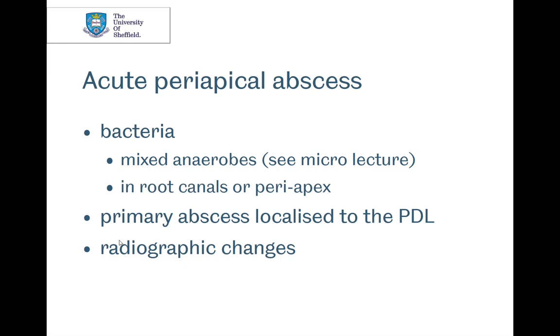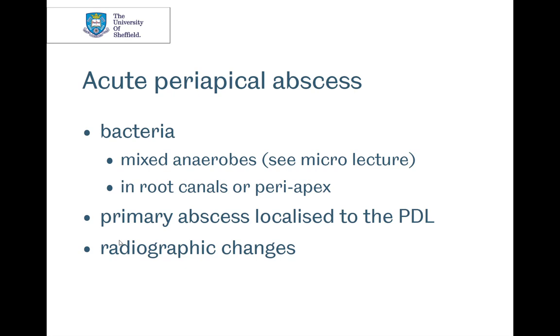And so that primary abscess can be localized just to the periodontal ligament space, but now you do begin to get to see changes. The periodontal ligament space will be widened, and there will be clear loss of definition of the lamina dura just in that particular area.